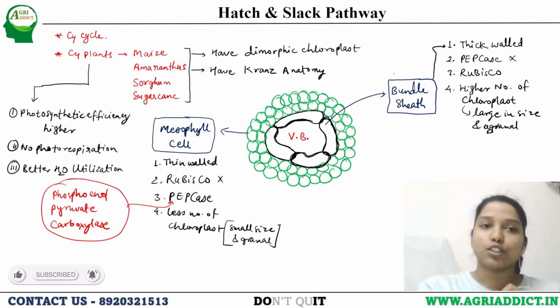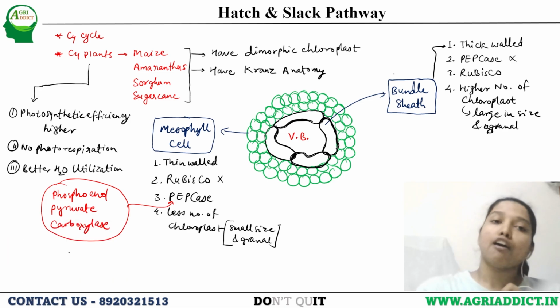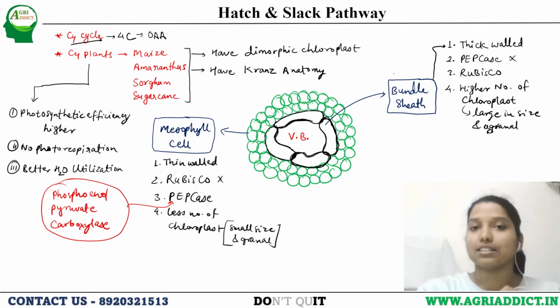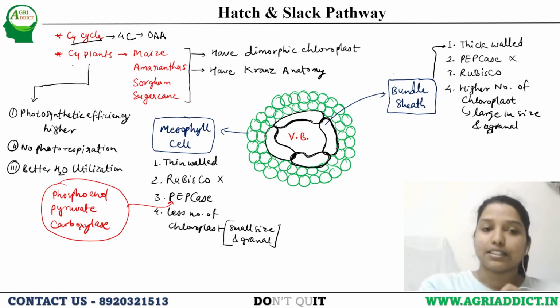It is also known as the C4 cycle. Why are we calling it the C4 cycle? Because the first stable compound formed in this cycle is a 4-carbon compound, which is oxaloacetic acid. So that's why this cycle is known as the C4 cycle. And this cycle occurs in C4 plants like maize, amaranthus, sorghum, sugarcane.